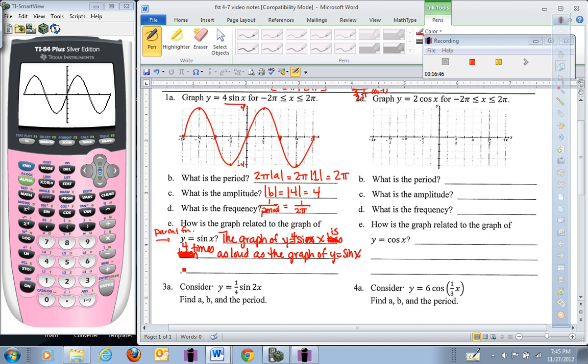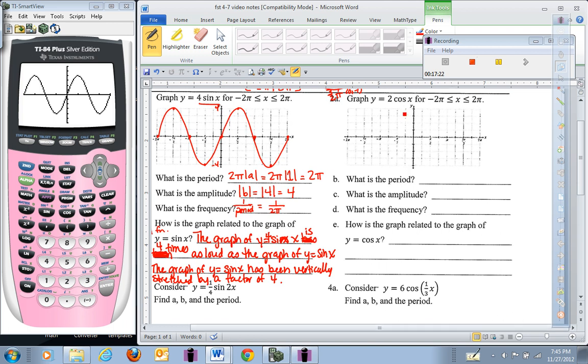Another way of saying this is to say the graph of y equals sine x has been vertically stretched by a factor of 4. We made it 4 times as loud. The parent graph would only go up to 1 and down to negative 1 and so on. We're going to make this 4 times as loud. Okay, forgot to do that.